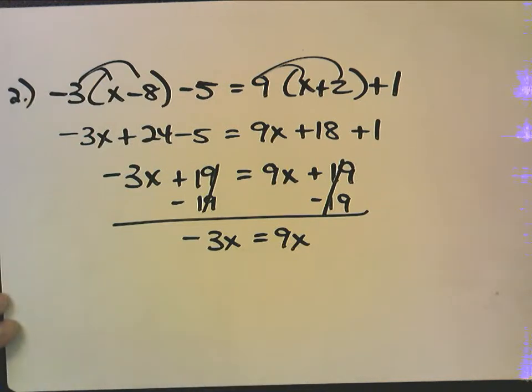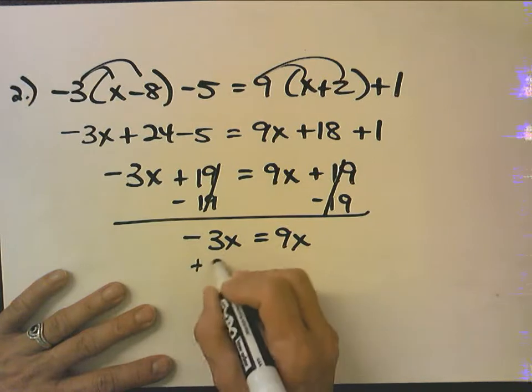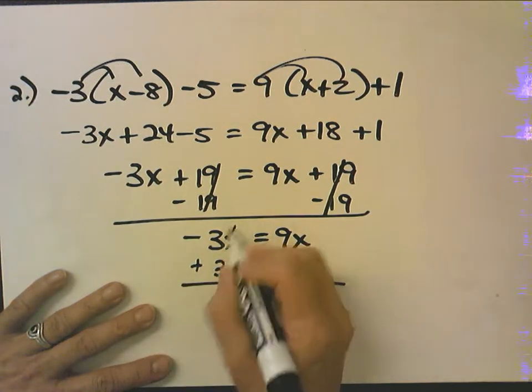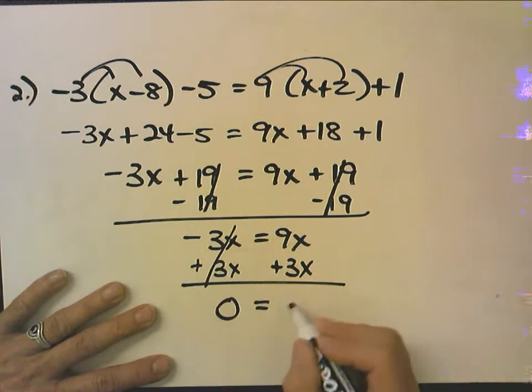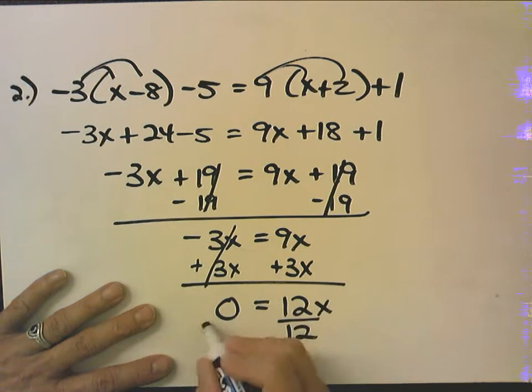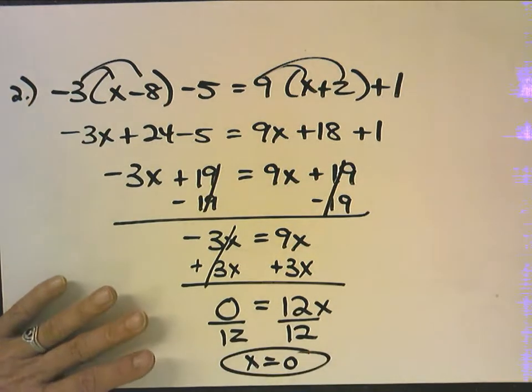Has our x disappeared? No, it hasn't disappeared. So I still have to get my x on one side. When I do that, and everything disappears, I have to put a 0. So I get 0 equals 12x. I still divide by 12, and I get as an answer x equals 0.